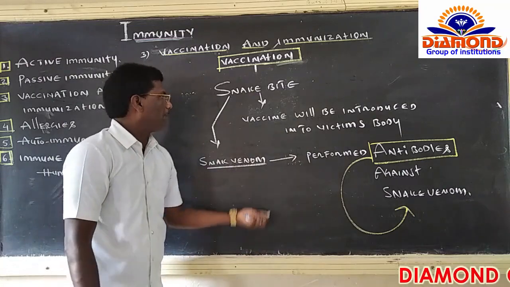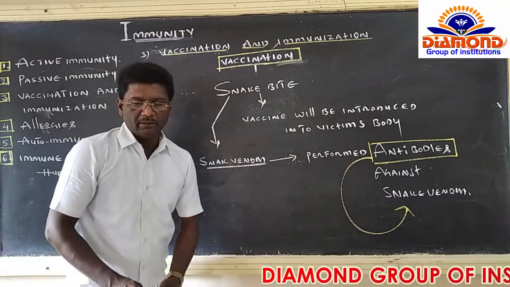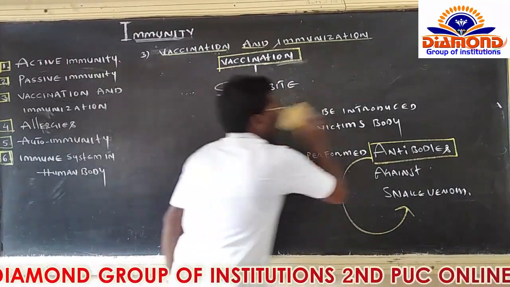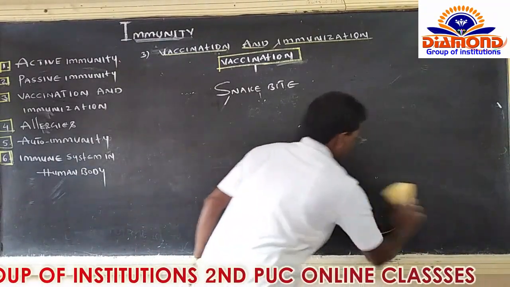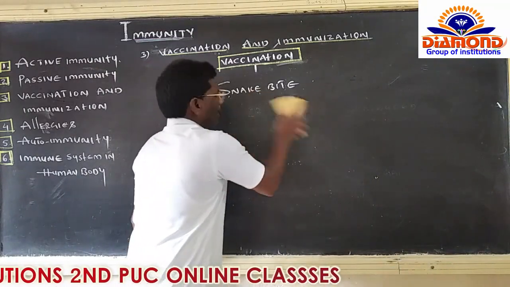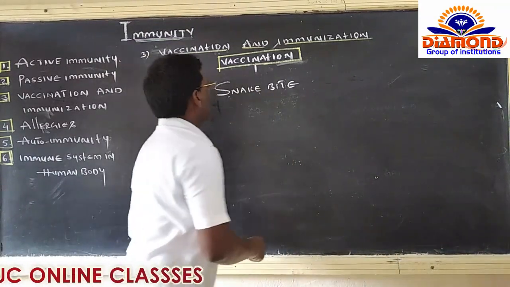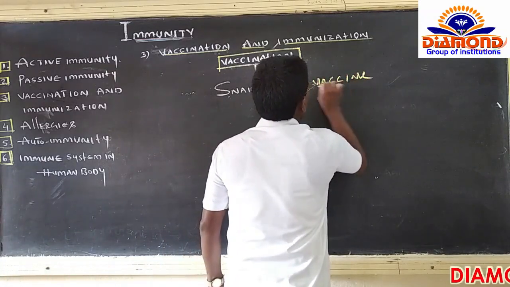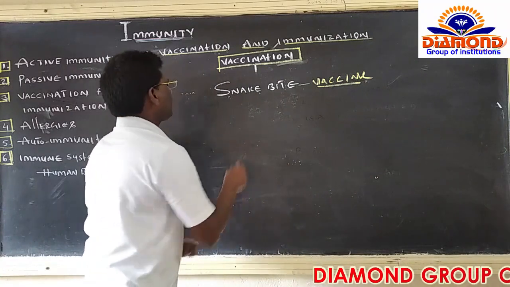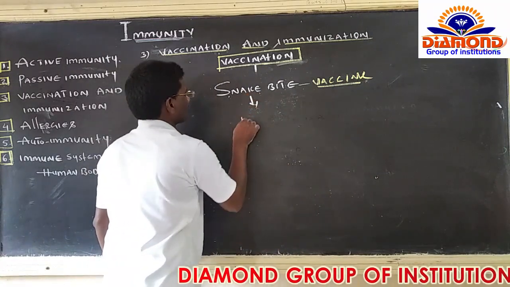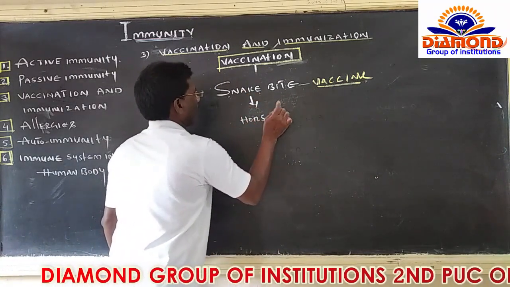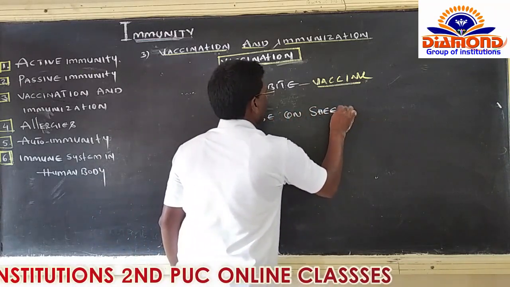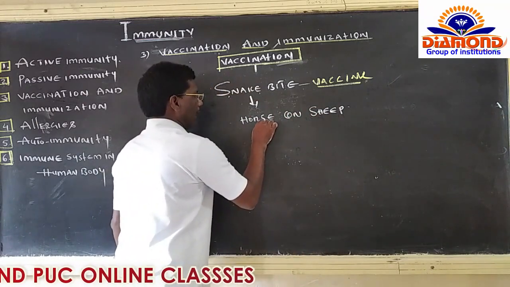Actually, how are they going to prepare the snake bite vaccine? The snake bite vaccine preparation process seems to be like this. Have a look here. How are they going to prepare the snake bite vaccine? First of all, they select one horse or one sheep. Right. This one should be healthy.